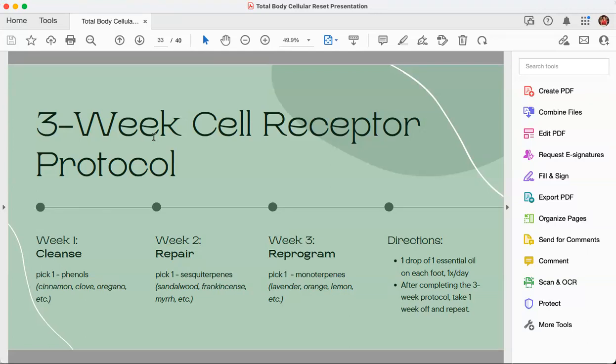After completing the 3-week protocol, you'll take 1 week off and then repeat if you want. You don't have to repeat.